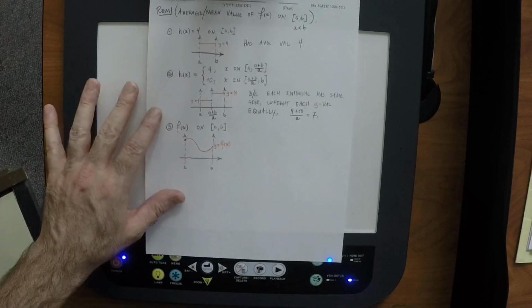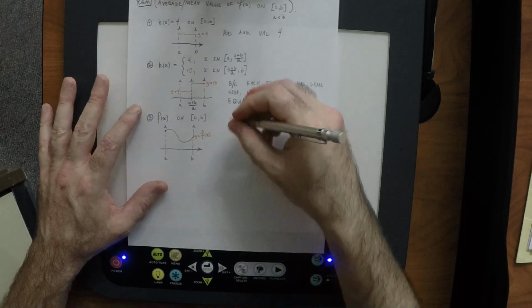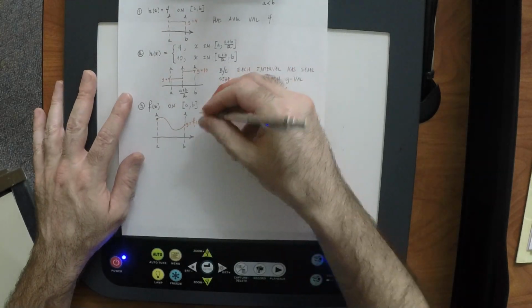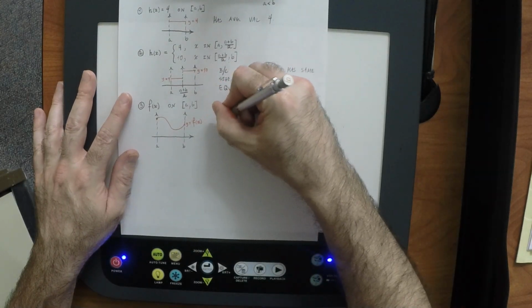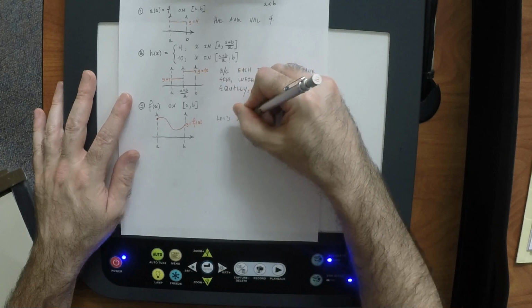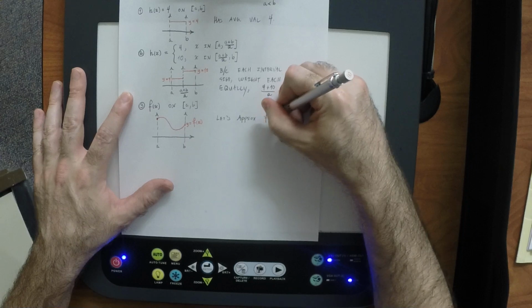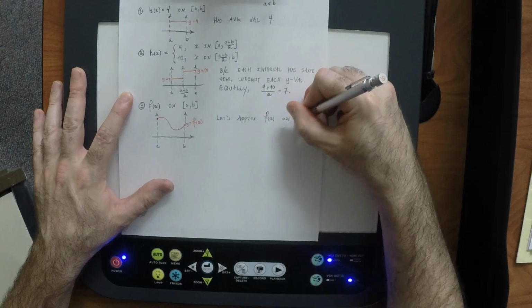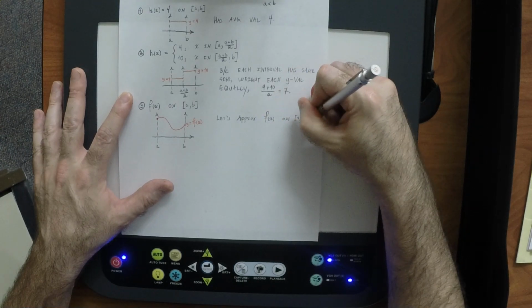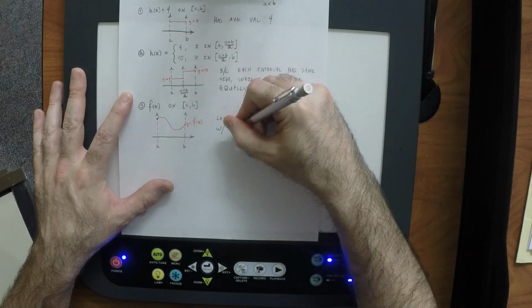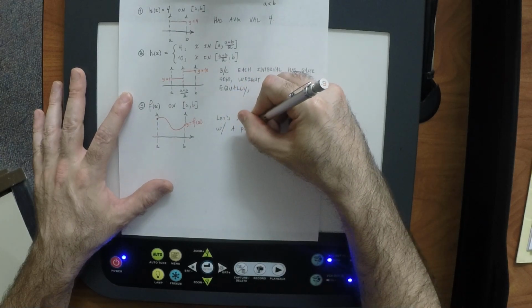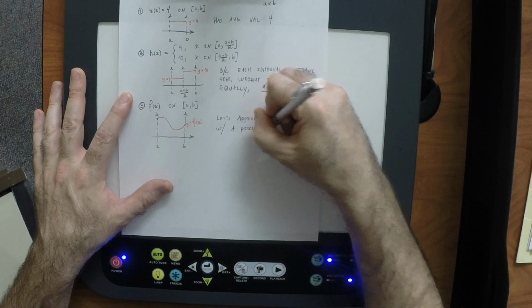What if we say, okay, let's approximate f of x on a to b with a piecewise constant function.